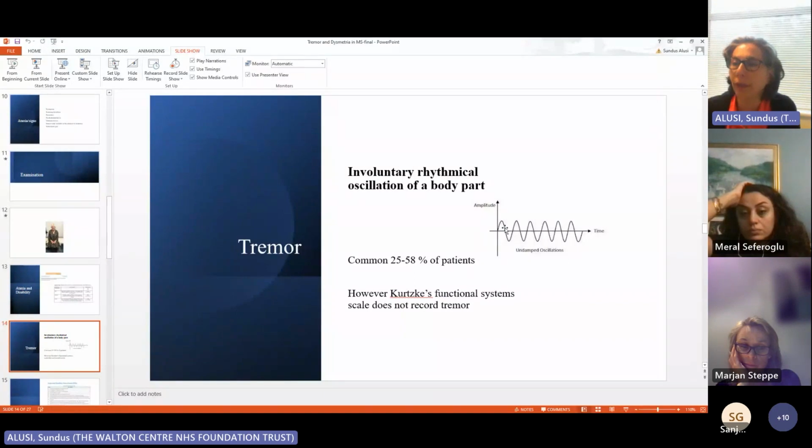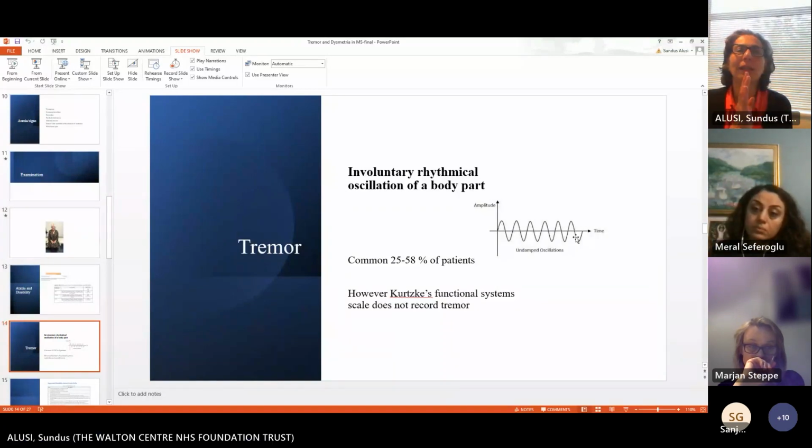It's very important to look at that rhythmical oscillation, because in MS in particular, you're going to see clonus because of severe spasticity. And I don't know if you can see my hand. Am I showing on the camera? Can I show you something? Am I showing? Yes. Yeah, okay.